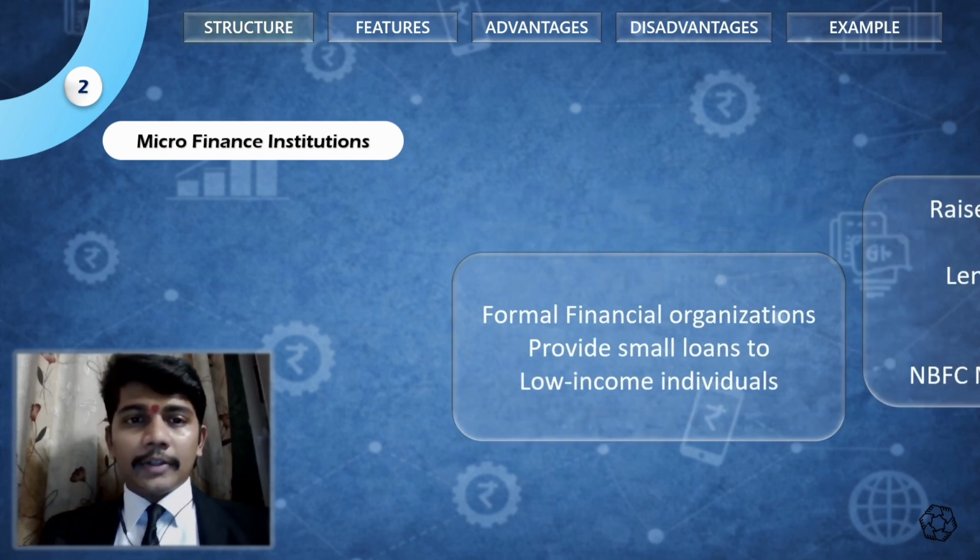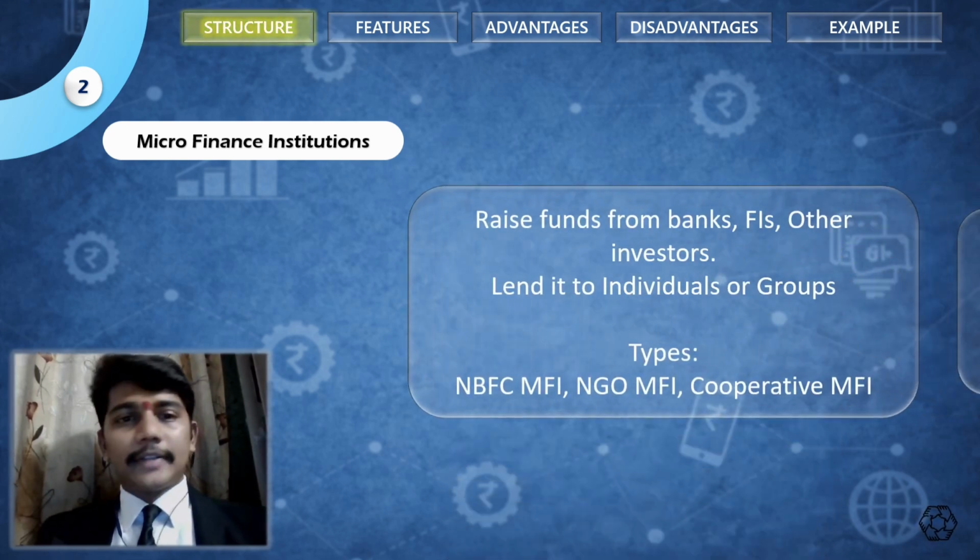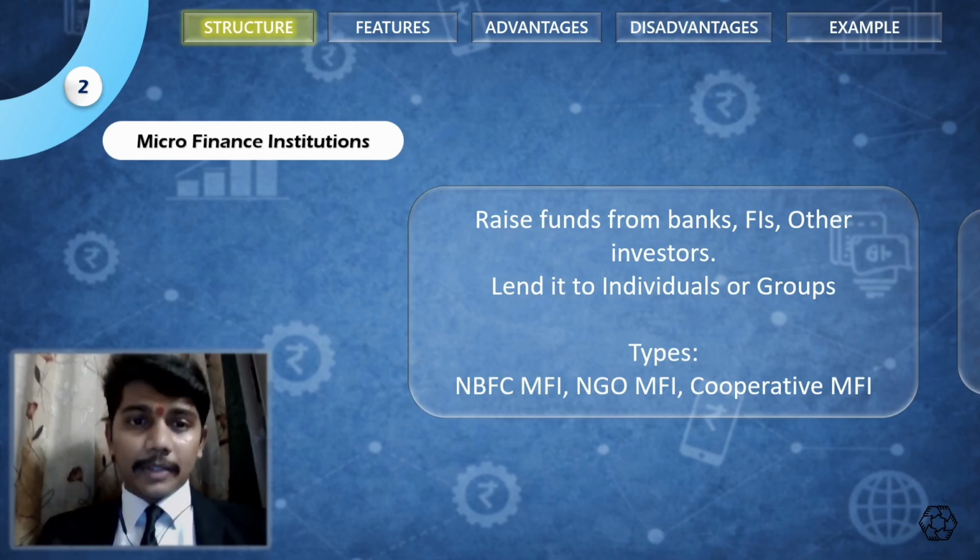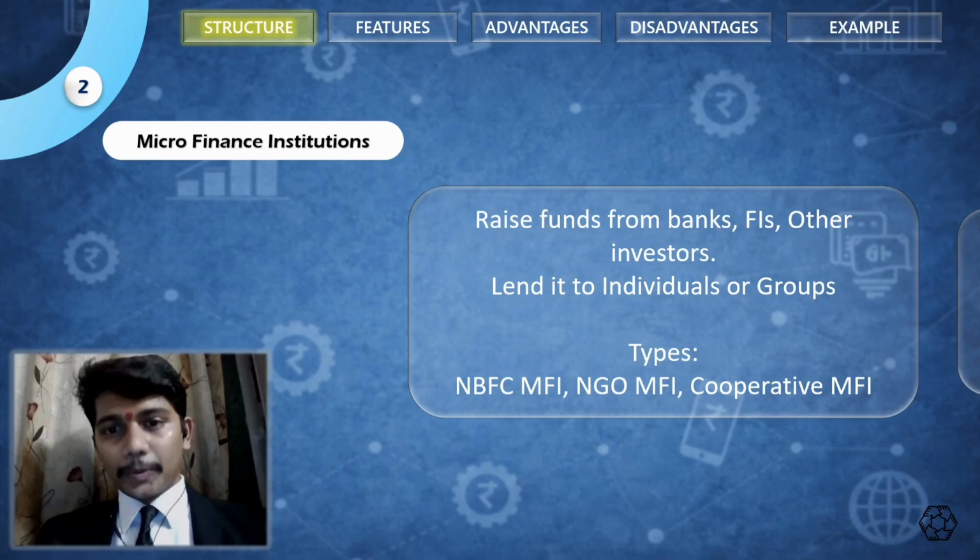Moving further. So we can see the features of the MFIs. That is, they can raise funds from the banks and investors. They can lend directly to the borrowers. Repayment is normally weekly or monthly, and often joint liability groups are used.